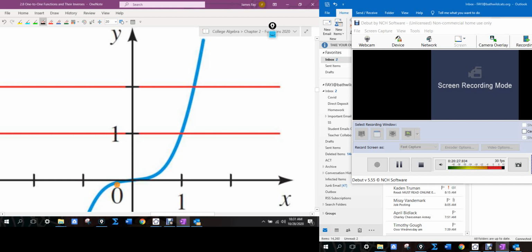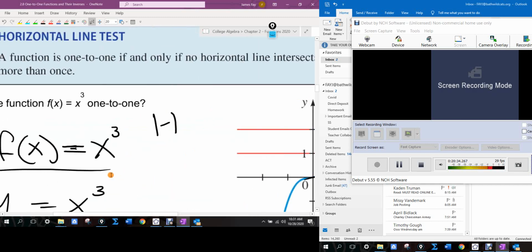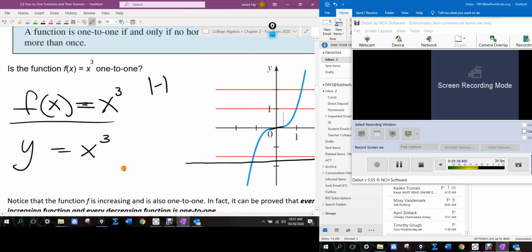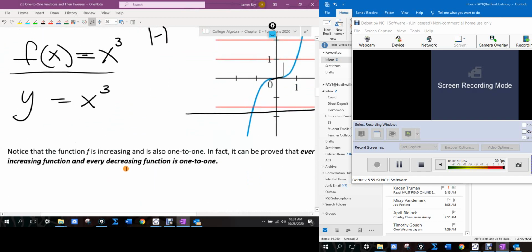So this is still increasing, even though graphically, just because of the way we draw it and how zoomed out we are and that kind of stuff, it might look like it's flat or horizontal. So that is 1-to-1. So that means there's a function that undoes that.